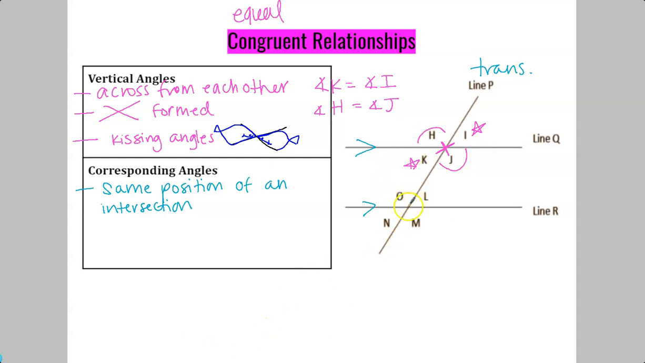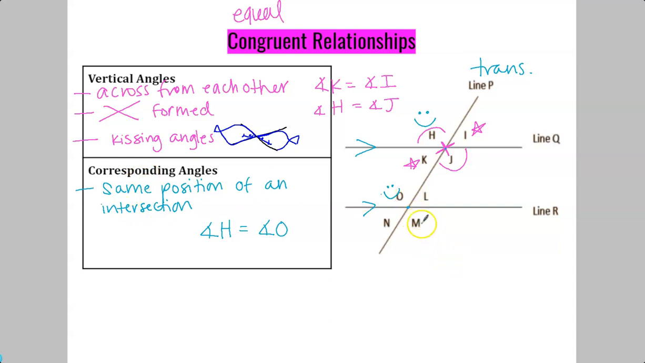So for example, if I'm looking at this intersection, the upper left would be O. Little smiley face there. So that would be upper left. And so if I look at the next intersection right here, upper left would be H. So I know that H and O are congruent to each other. And the reason why they're congruent is because they're in the same position, which is what we call corresponding.